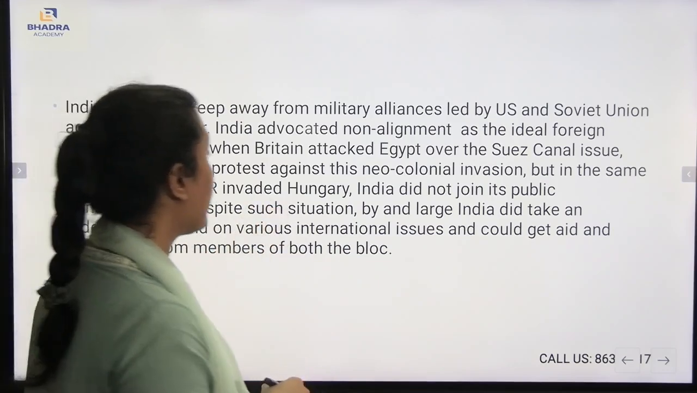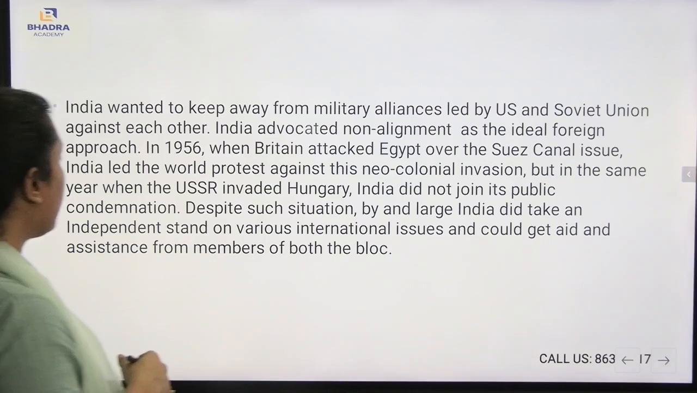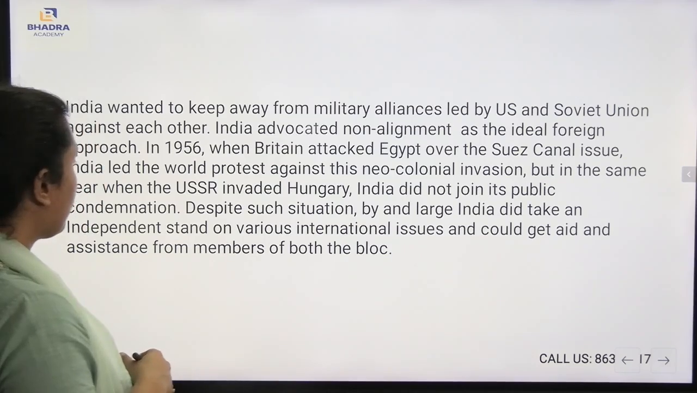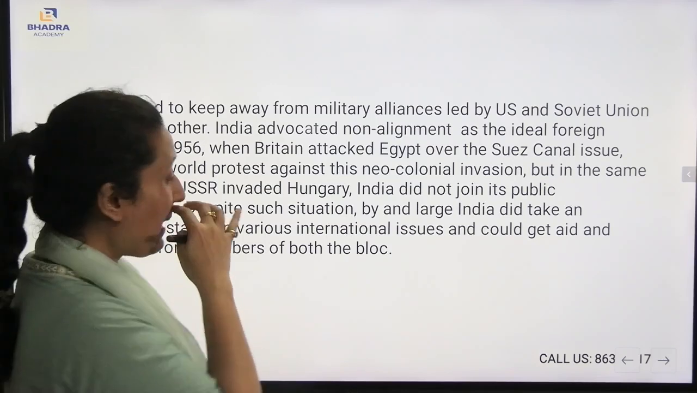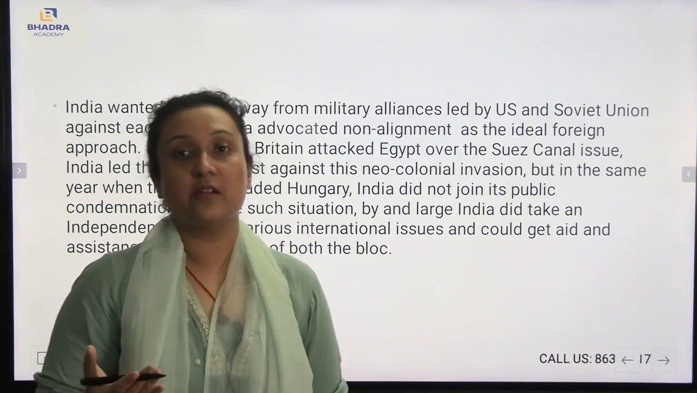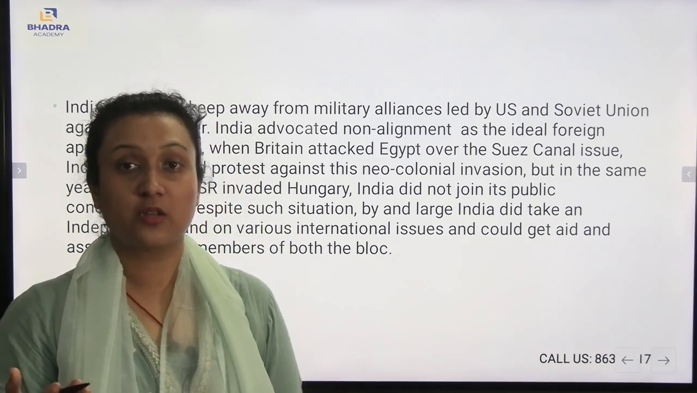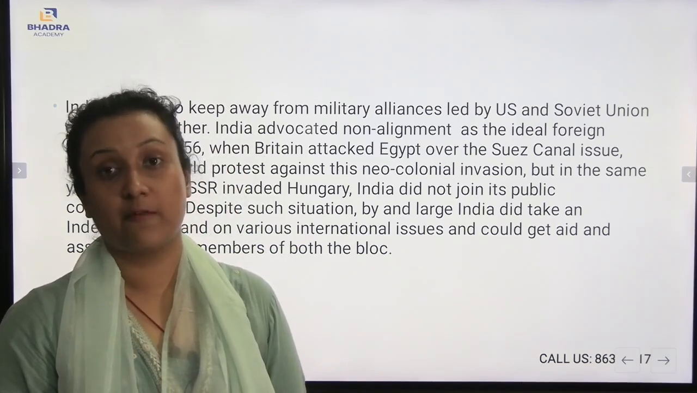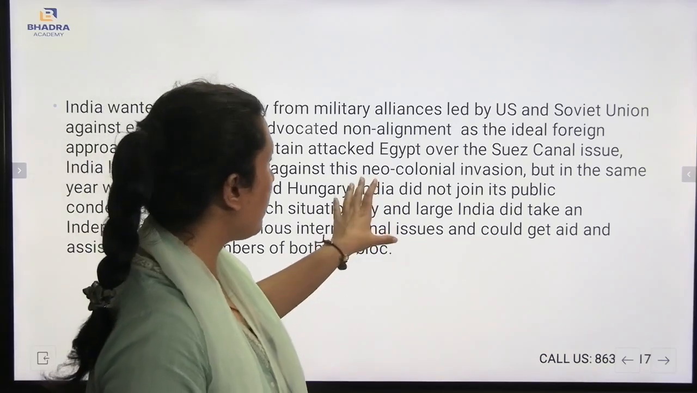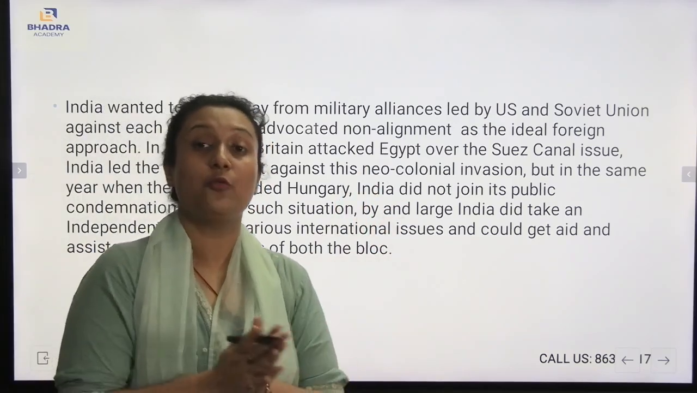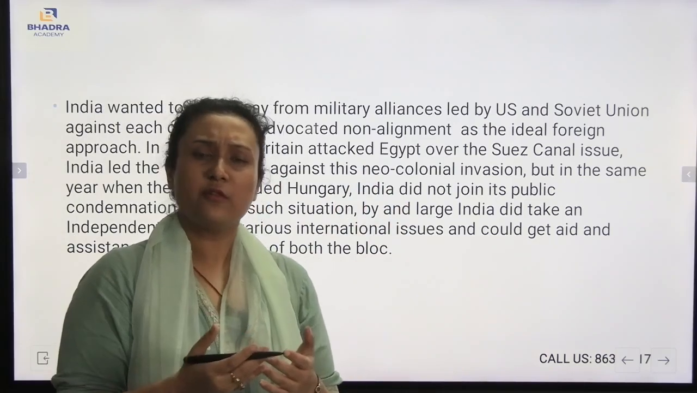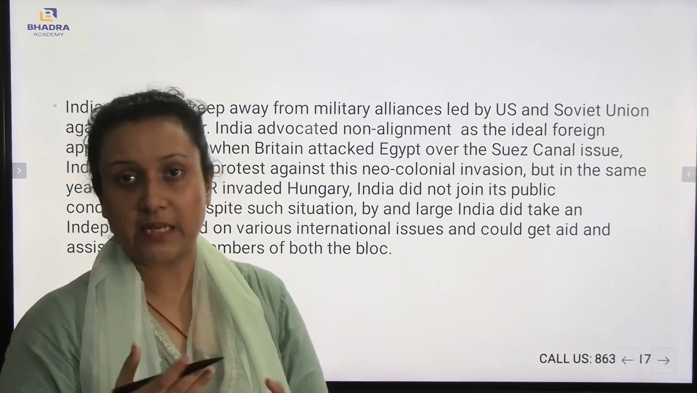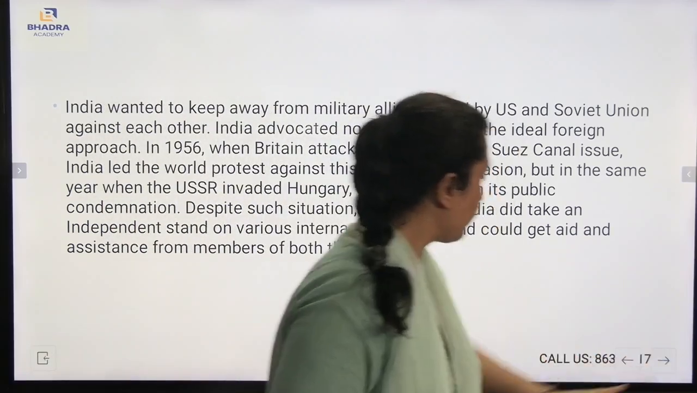So despite such a situation, by and large, India took an independent stand on various international issues and could get aid and assistance from the members of both blocs. Now, as a result, what had happened? There are many kinds of international issues. In all of these international issues, India doesn't have to protest, and India doesn't have to support. So this is one of the important terms here. This is one of the examples of how non-alignment actually works. In some non-alignment policy, you see India will not be participating in the international issues.